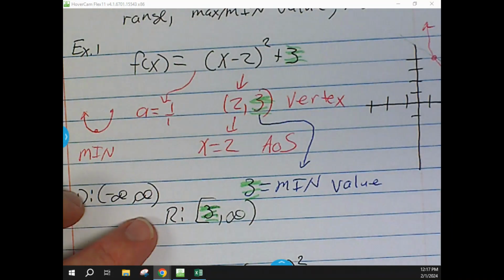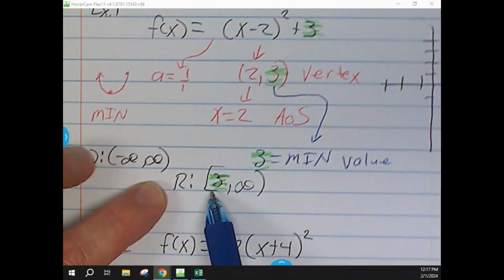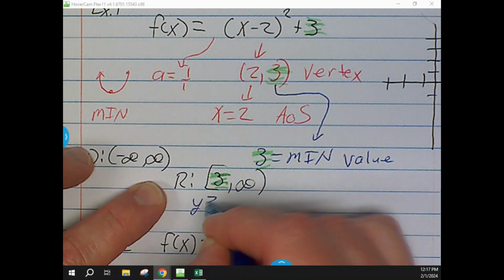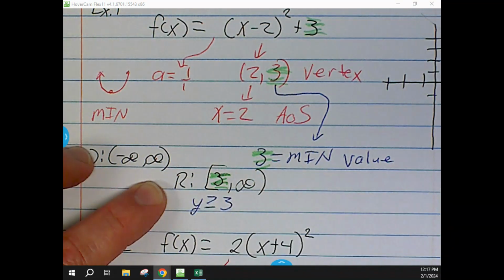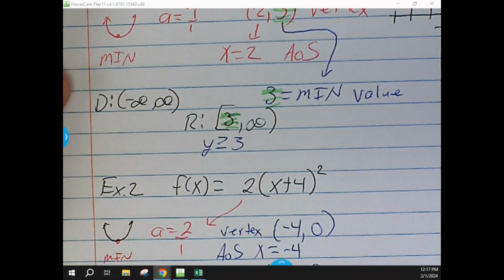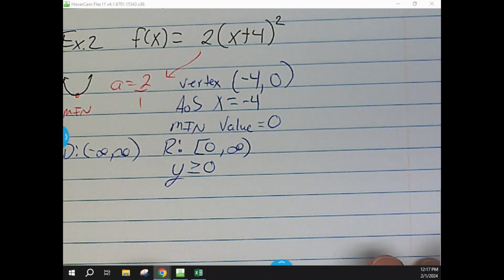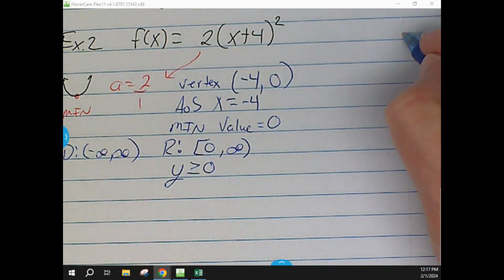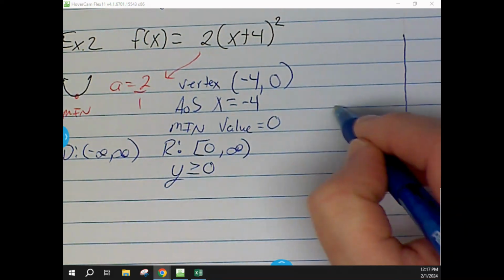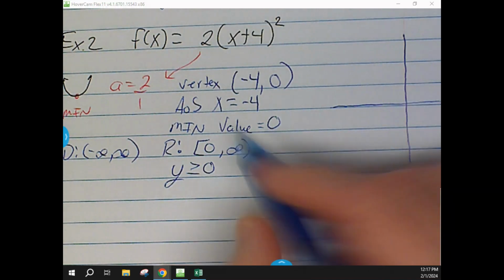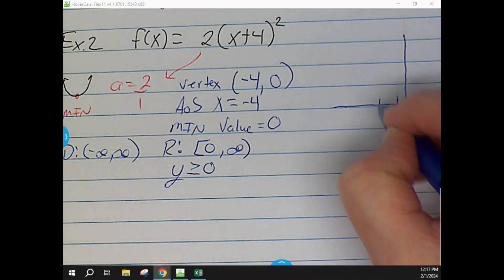If we back up for just a second, on the range on the previous one, same thing. This would have been y greater than or equal to 3. Okay, and then graphing this one, we're going to -4, 0.